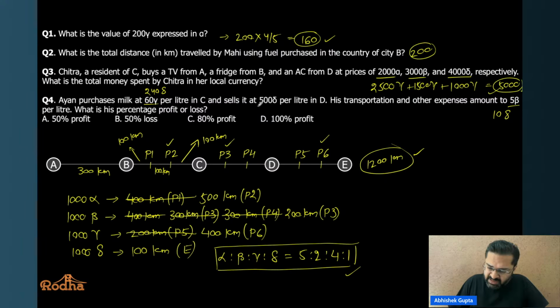So what is the exact scenario? If we look at it, everything in the form of delta only. 240 plus 10 is 250. So he basically buys at this, including the expenses, and sells at this. What is the profit or loss percent? He bought at 250 and sold at 500. It's a profit of 100%. The answer becomes option D here. You got this?